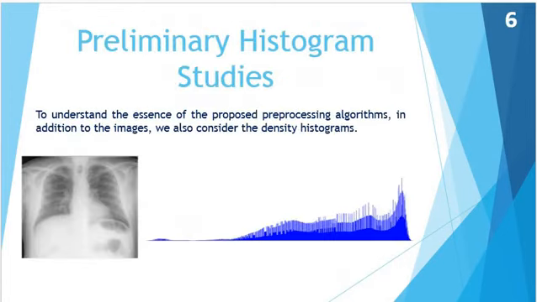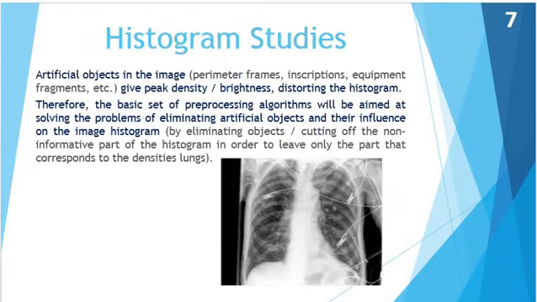To understand the essence of the proposed preprocessing algorithms, in addition to the images, we also consider the density histograms. Artificial objects in the image give peak density brightness, distorting the histogram. Therefore, the basic set of preprocessing algorithms will be aimed at solving the problems of eliminating artificial objects and their influence on the image histogram.